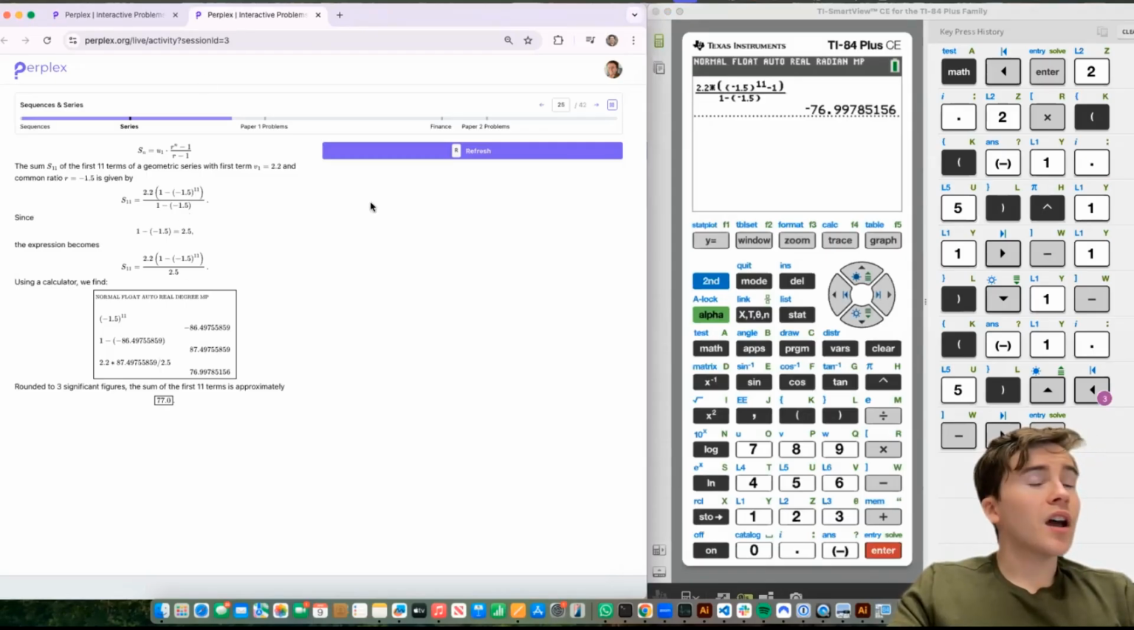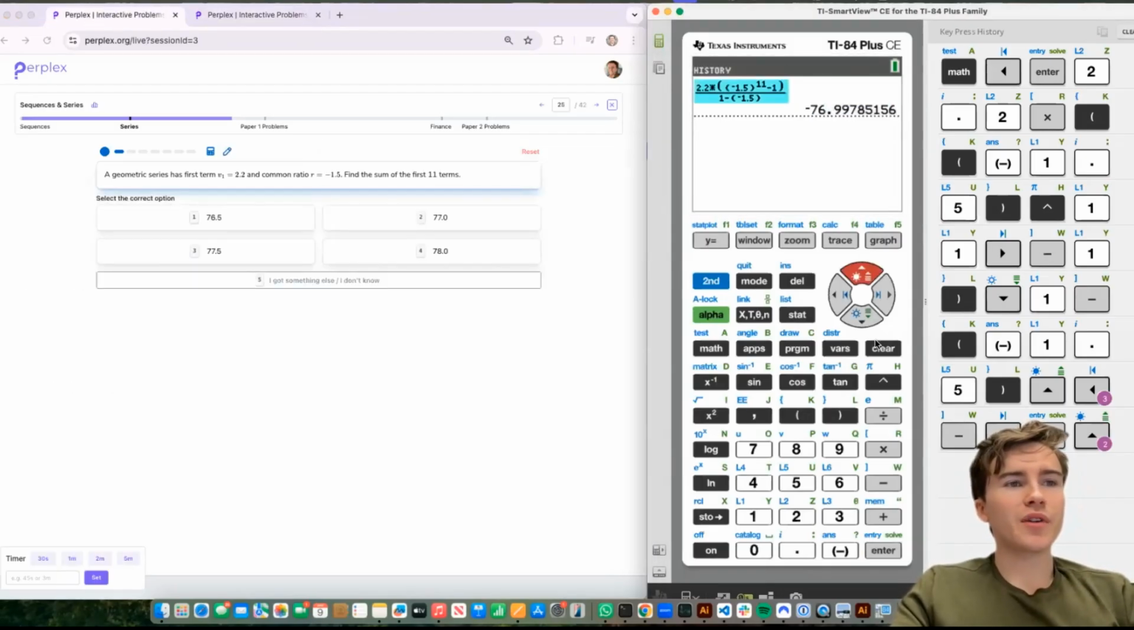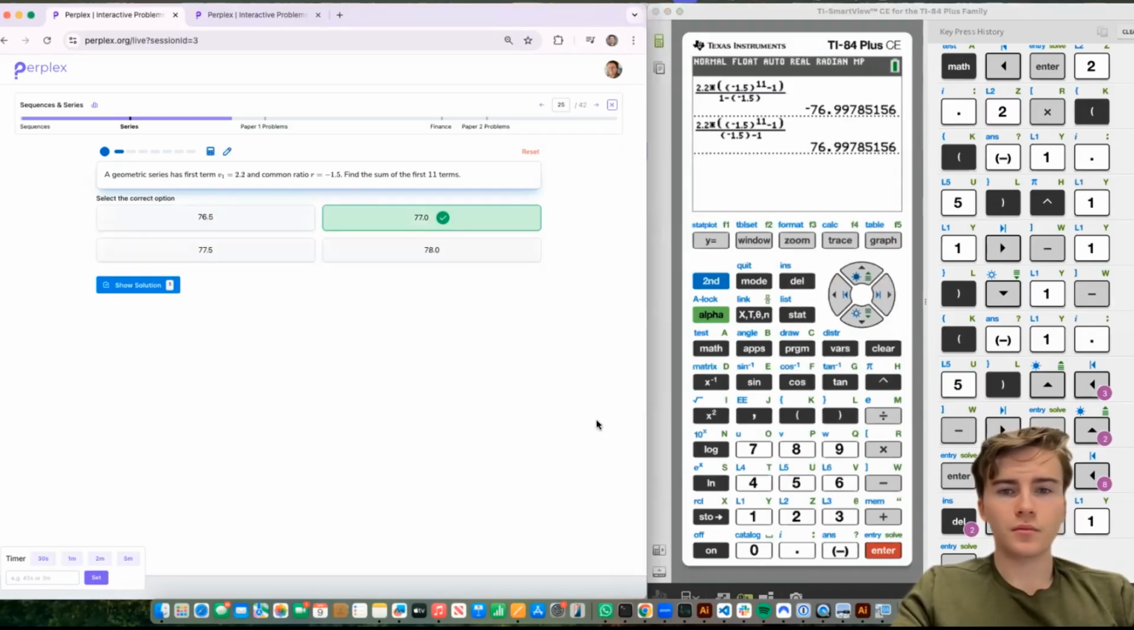That was my mistake. So when you do this fraction, you have to make sure if I do r to the n minus 1 in the numerator, I have to do r minus 1 in the denominator. So I have to do minus 1.5 minus 1, and I get negative 76.99. So the answer is negative 77.00. All right, let's switch back over to the regular screen.